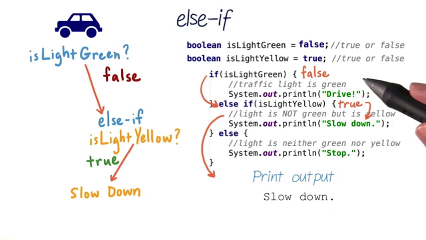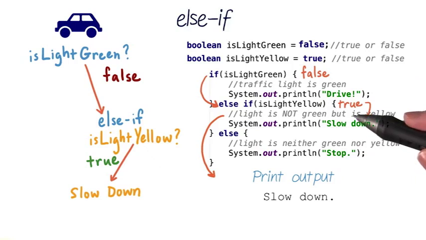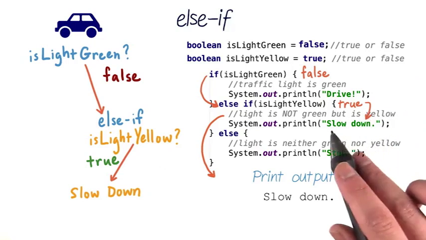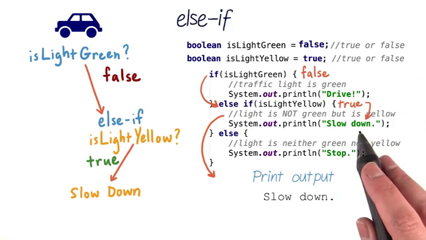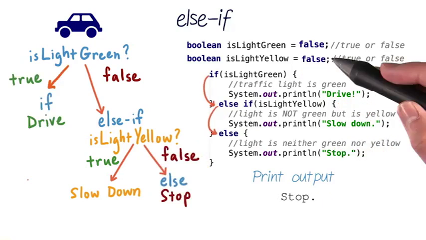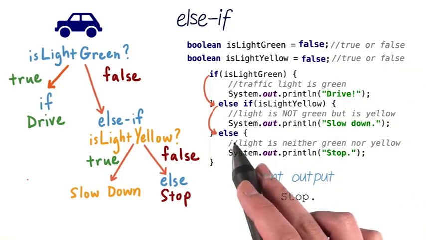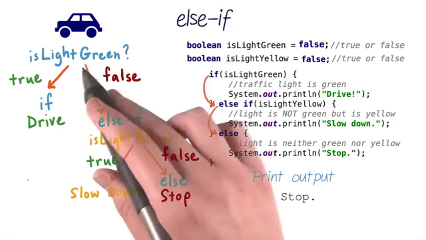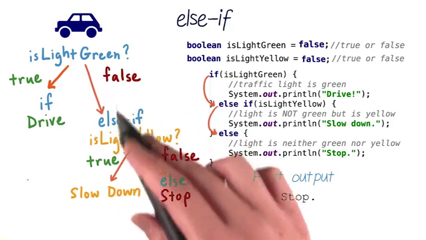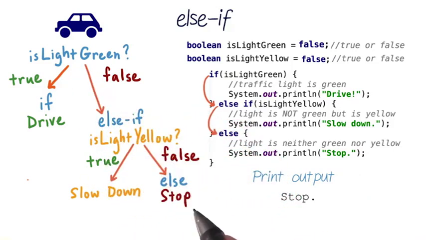That means that for even longer series of checks, with multiple else if statements, only one of their enclosed blocks of code can be executed at a time. The block that belongs to whichever test condition is met first. Only if both of these light conditions are false will our computer reach our else statement and print out stop. So if isLightGreen is false and isLightYellow is false, that's the only time that we reach our else statement. Let's see some more examples of how to use else ifs for decision making.